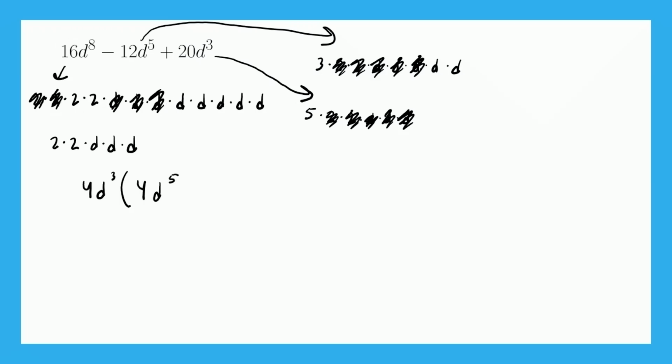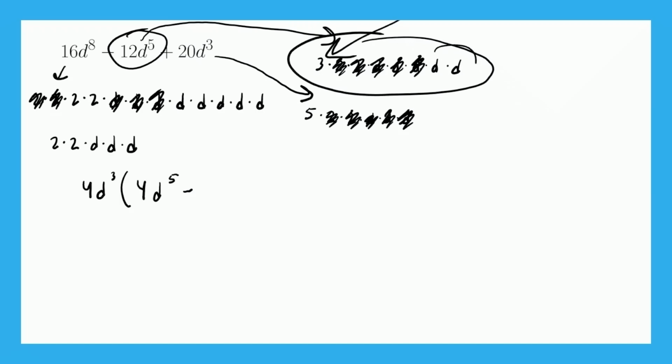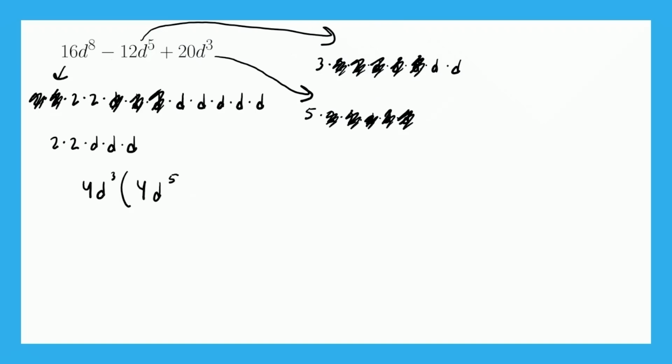4d to the 5th. And now we need to pay attention to this negative because there was a negative in the original. So right here we're going to say minus. And then what do we have left over from 12d to the 5th? We still had a 3 and a d times d. So that's 3d squared. So we have minus 3d squared. And lastly, from the 20d cubed, we still had only a 5, right?